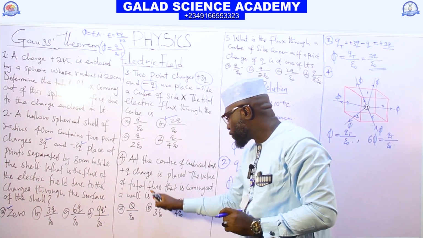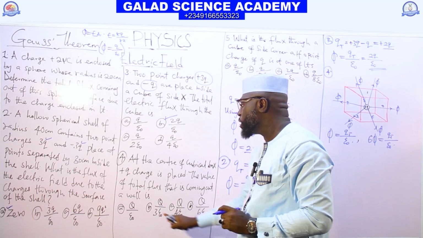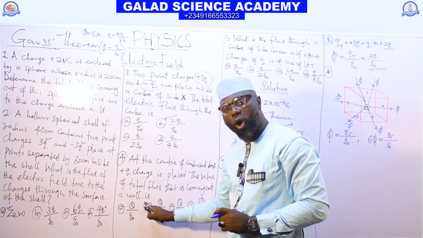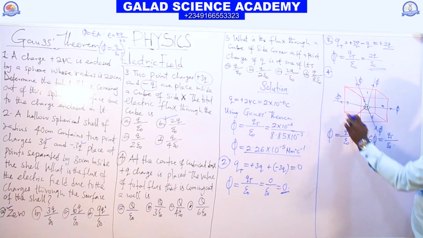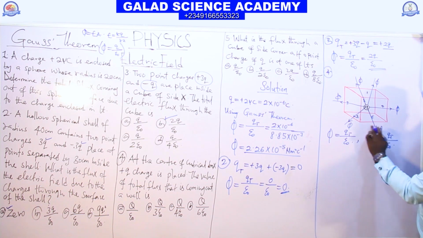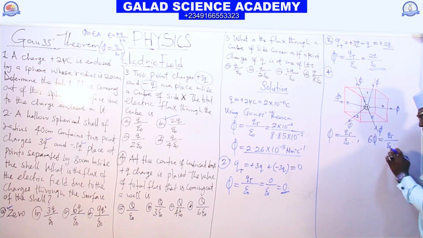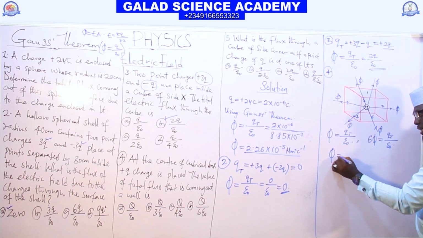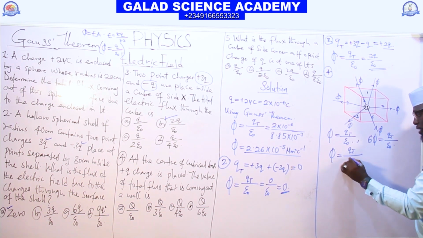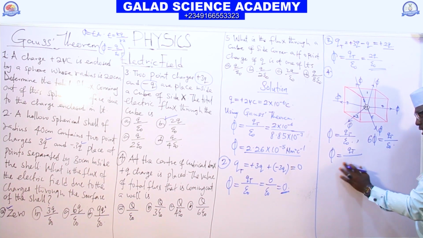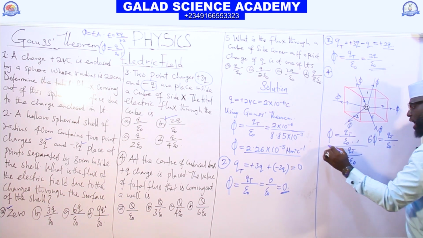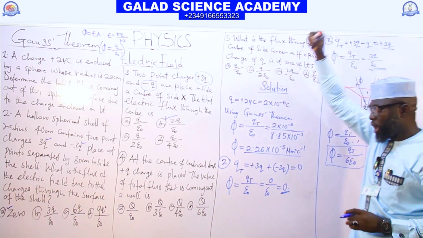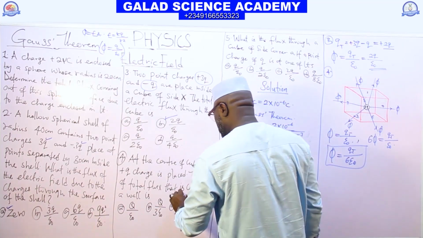We are now asked to find the value of total flux that is coming out in a wall. A wall has how many flux? 1. So here we have total flux is 6. So dividing this, we now have Q total over 6 E naught. This is the answer for this question. The answer is D.